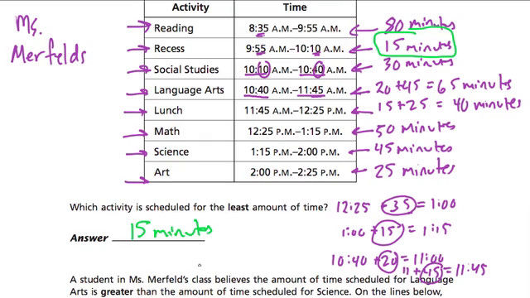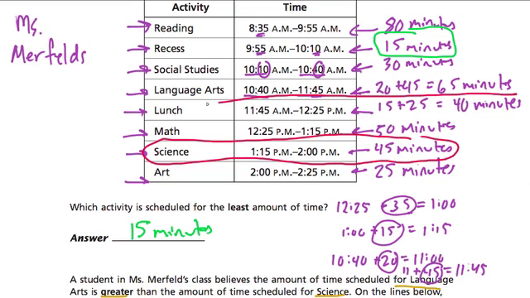Anyway, a student in Miss Murfield's class believes the amount of time scheduled for language arts is greater than the amount of time scheduled for science. And then it says, it got cut off here, but it says, on the lines below, explain if this is true or not. So, is the time scheduled for language arts greater than the amount of time scheduled for science? I don't know, let's take a look. So science has 45 minutes. But language arts has 65 minutes. Okay, so that's true, right? Language arts has 20 more minutes than science.